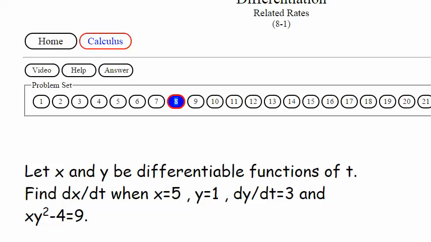Let's move over to the whiteboard. Everybody gather around now. We've got work to do. I guess I'll just stick with black. I don't normally do that, but anyway, we have x times y squared minus 4 is equal to 9.